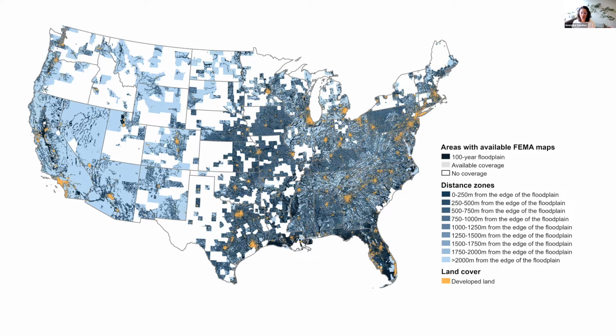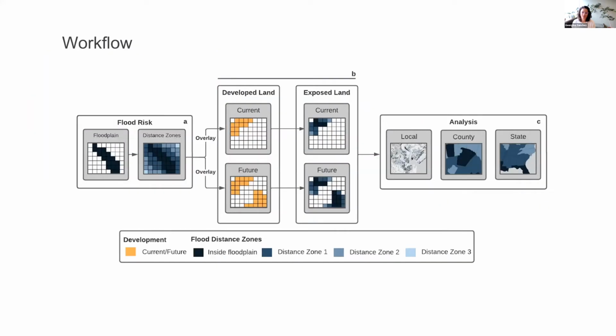Then we evaluated where development stands with regard to each one of these distance zones. And you can see in orange here areas that are classified as developed land. And this is information from the National Land Cover Database. Here we have our full workflow for this study. As you can see, we quantified the extent and the spatial distribution of both current and future development, again, projections coming from the futures model, and all of this with regard to these different distance zones. And then we summarize findings at the county level and the state level.